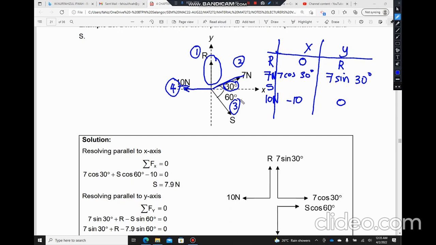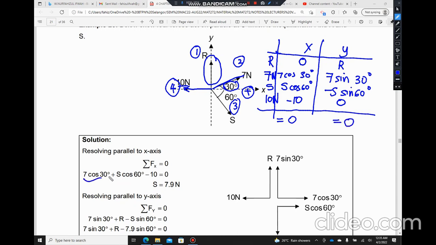Then last one is S. Okay, S kita nampak dia ke bawah, so this one S cos 60 degree. Okay, sebab apa S cos 60? X dia adalah positif kan, sebelah kanan, and then untuk vertical ataupun Y kita ambil negatif S sin 60 degree. Okay, so make sure kita akan total dia equals to 0. This one also equals to 0.